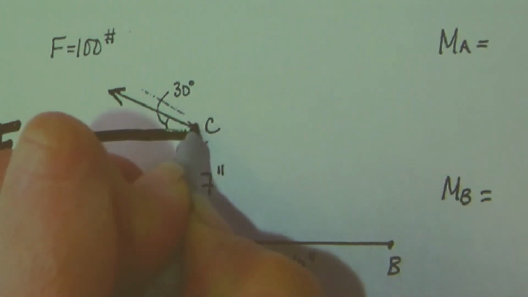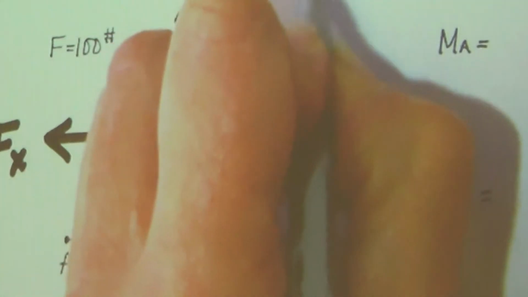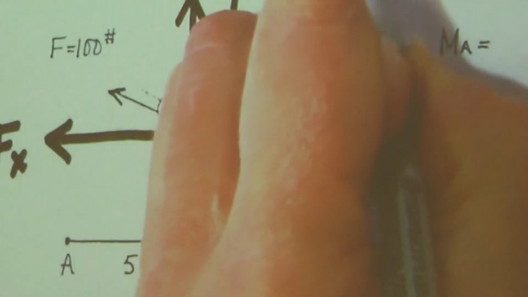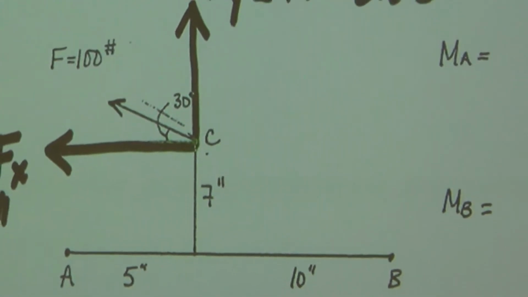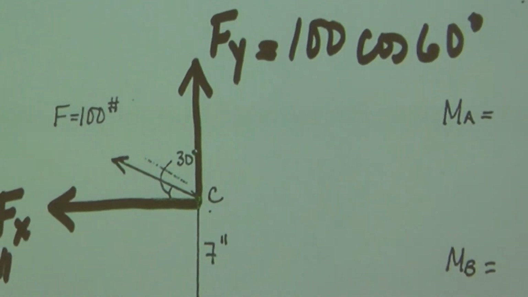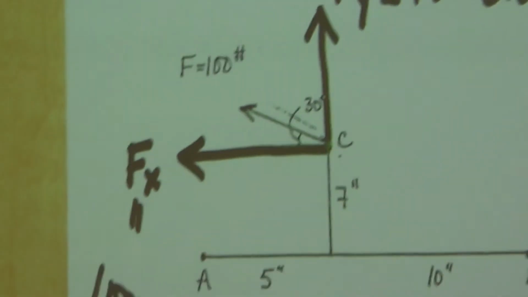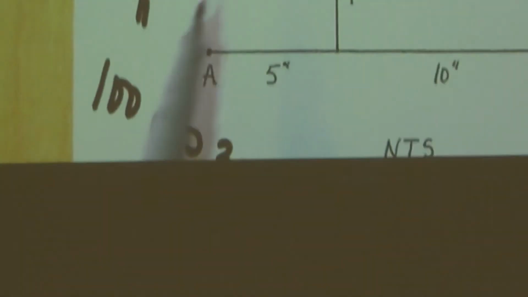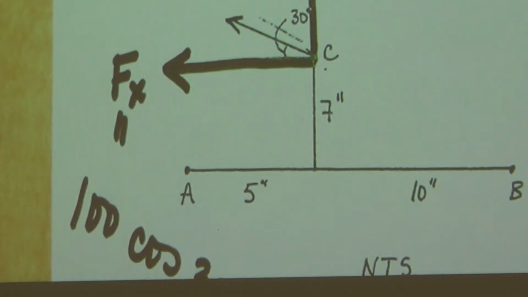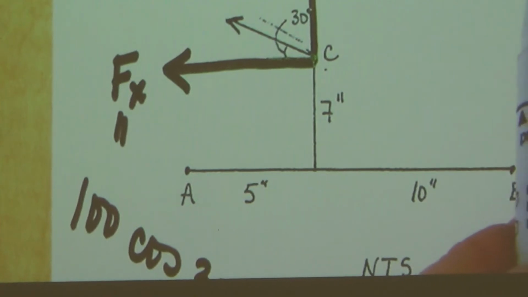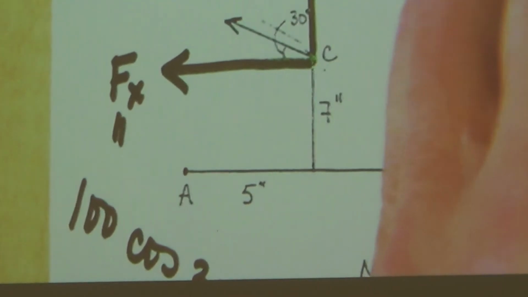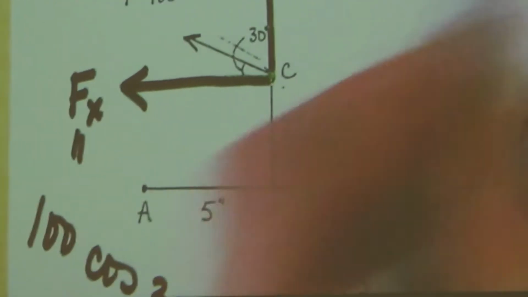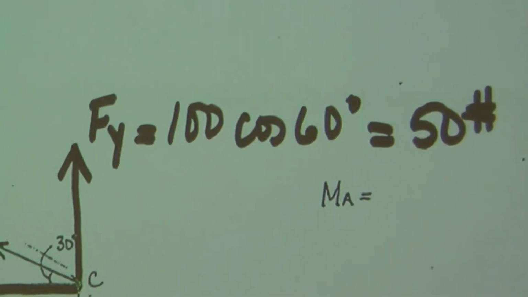Fx and Fy. Fy is equal to 100 times the cosine of 60, and Fx is equal to 100 times the cosine of 30. I always forget which is which. Is cosine 60 a half or 0.866? Cosine 60 is a half. It's a half? Okay. So that means this is 50 pounds, and this one is 86.6 pounds.